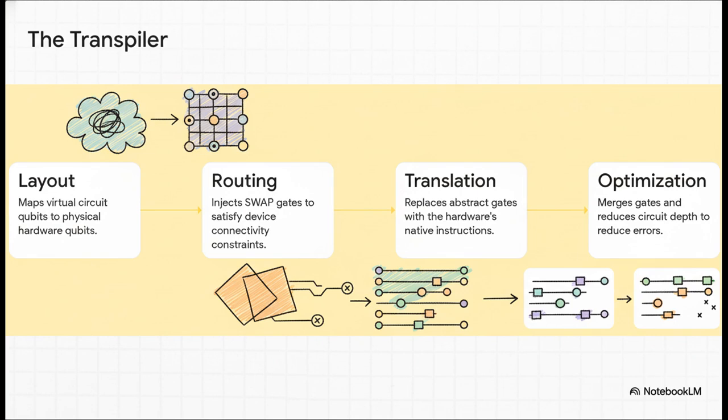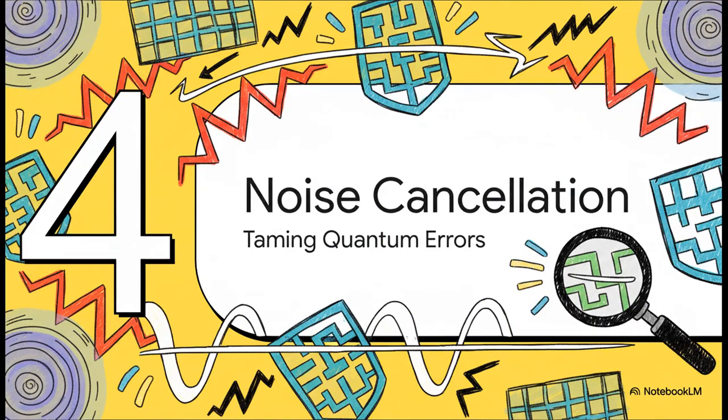Qiskit gives you a tool called the transpiler that does all of this for you, automatically. It's this amazing pipeline that takes your abstract circuit, maps it to the physical qubits, adds any gates needed to handle the wiring, translates everything into machine language, and even cleans it up to reduce errors. It's the essential bridge that takes your idea and turns it into something that can actually run. So, now we have a way to translate our ideas into efficient, hardware-ready code.